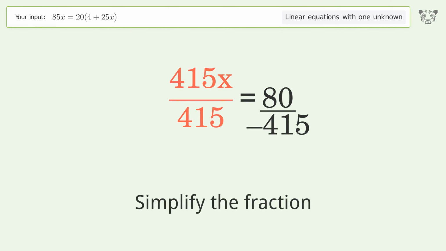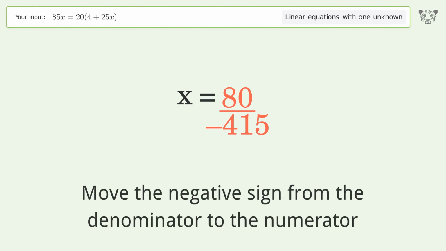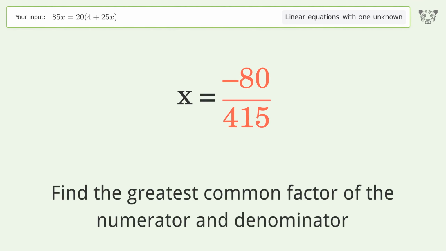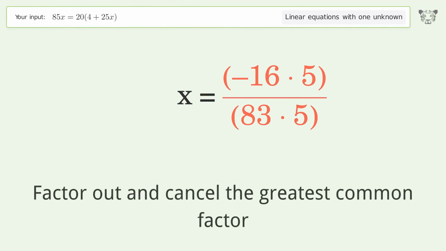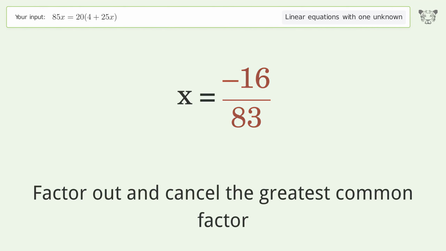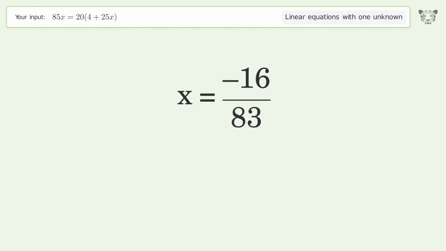Simplify the fraction. Move the negative sign from the denominator to the numerator. Find the greatest common factor of the numerator and denominator. Factor out and cancel the greatest common factor. And so the final result is x equals negative 16/83.